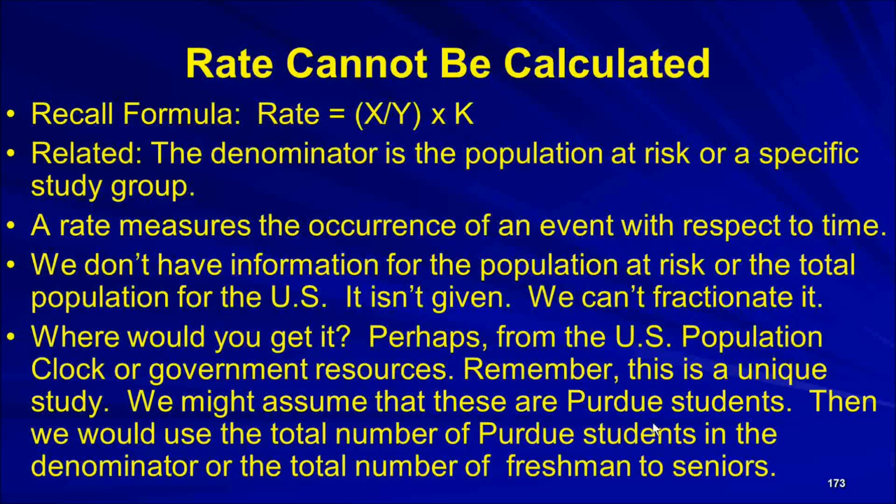Remember, this is a unique study. We might assume that these are Purdue students. Then we use the total population of the number of students at Purdue in the denominator, the total number of freshmen to seniors, which I don't know, is roughly about 40,000. So in that case, the denominator would be 40,000, depending on whether we were focusing on the campus and a unique population, and if we were focusing on the U.S. population, the denominator would be 315 plus million. Okay.